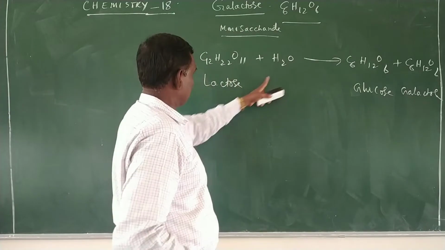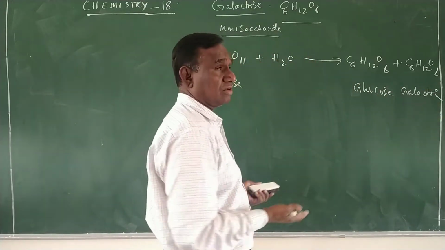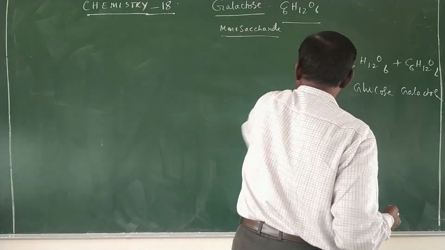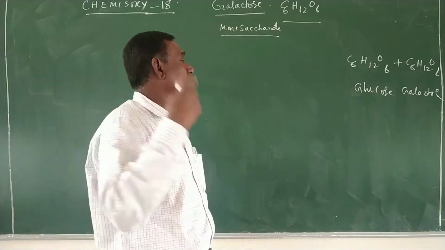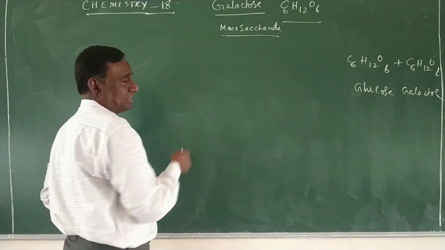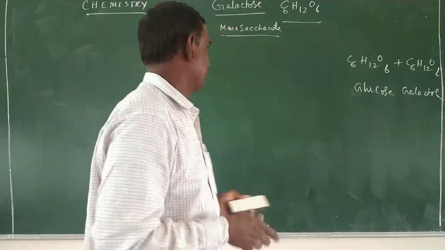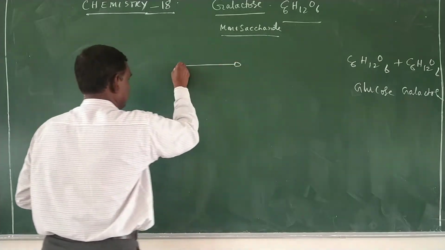When lactose is hydrolyzed, you will be getting glucose and what? Galactose. So the structure of galactose is similar to that of the structure of glucose. How actually? There is a change in the H and OH groups at the fourth carbon atom. So let me write the structure of glucose.